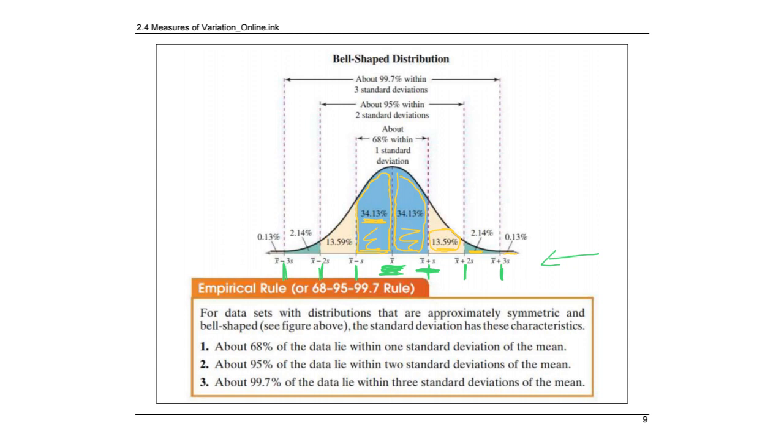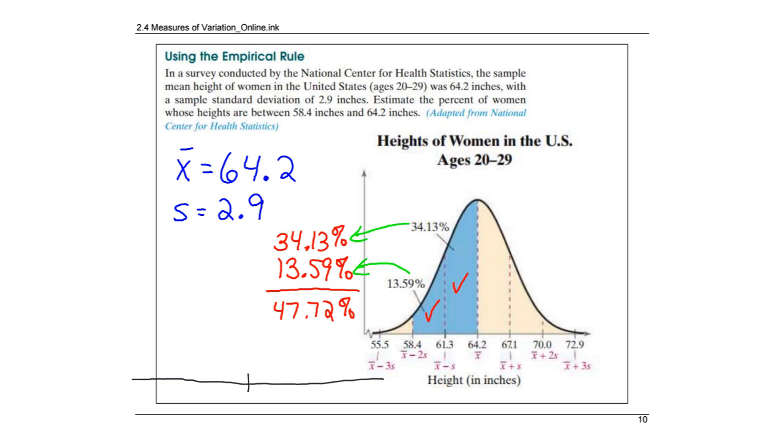This is also on your resource sheet because we're going to need it for some problems. Okay, so in a survey conducted by the National Center for Health Statistics, the sample mean height of women in the United States ages 20 to 29 was 64.2. Okay, so the sample mean, X bar, is 64.2 with a sample standard deviation S of 2.9. Estimate the percent of women whose heights are between 58.4 and 64.2 inches.